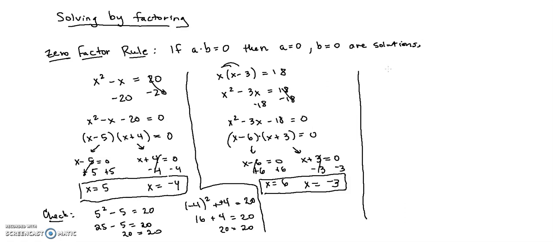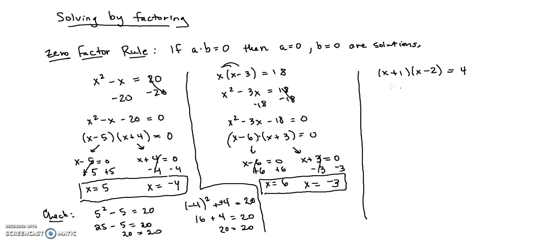Okay, let's try one more. Sometimes we're working out problems and we end up with something that looks like this. Okay, again, it looks like it's factored, but it's not factored equal to 0. So we need factored equal to 0, so we need to get everything on one side.